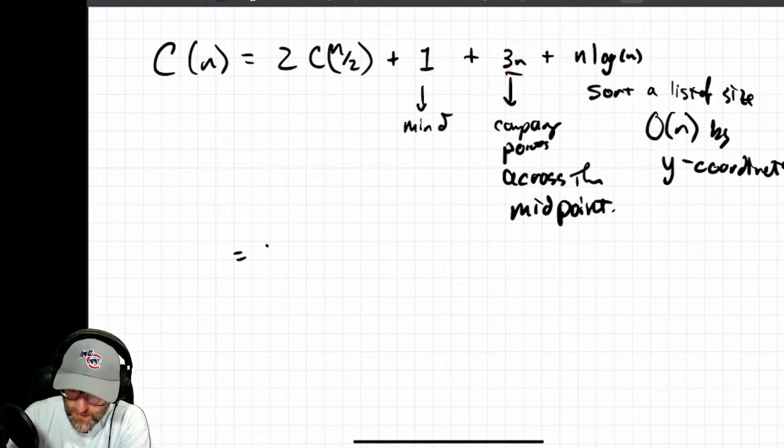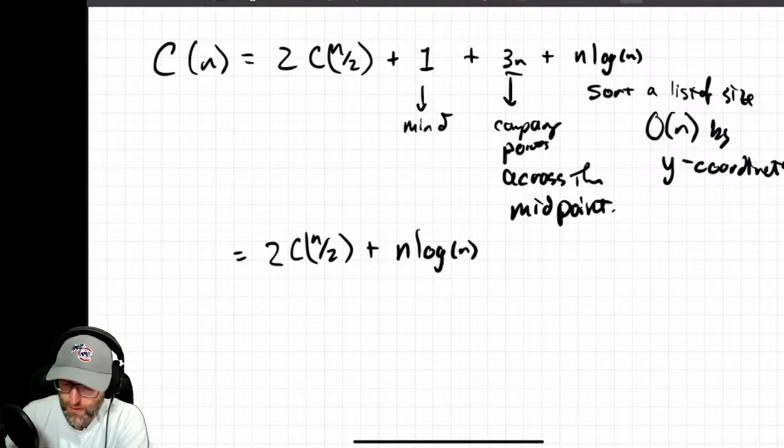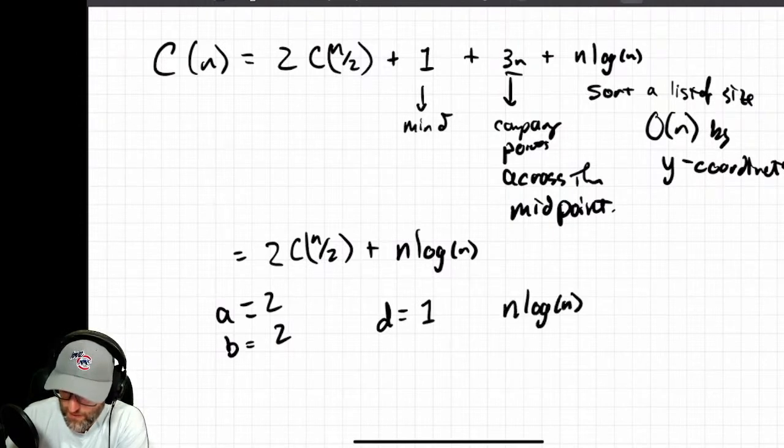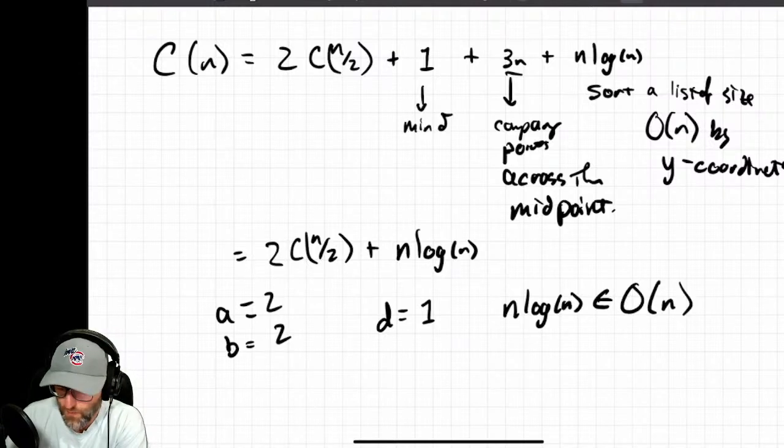This is going to be 2T(n/2) plus n log n. Now you have to be careful here. A and B are the same, with respect to the master theorem. But what is D now? Is D 1 as it was before? Is n log n bounded by order n? Nope. We've got a logarithmic term up here.